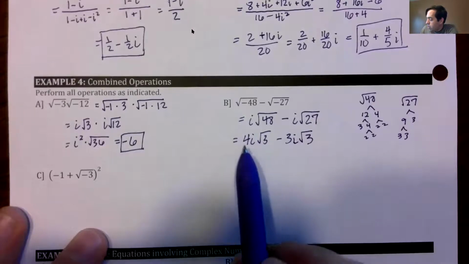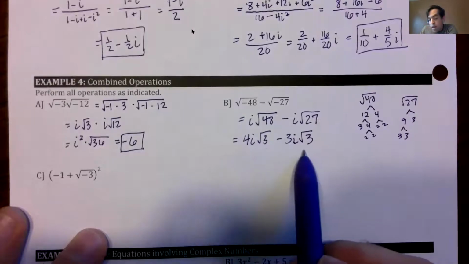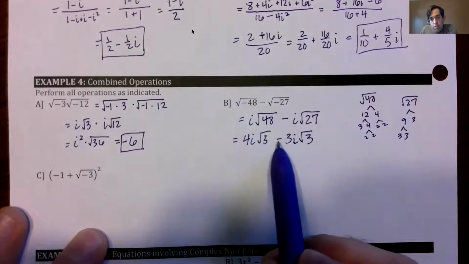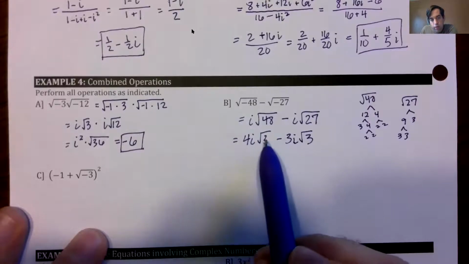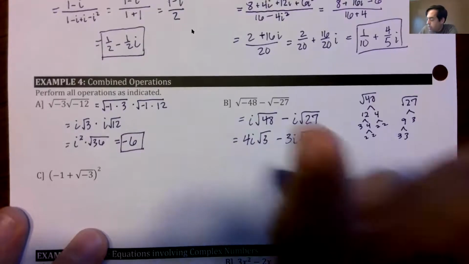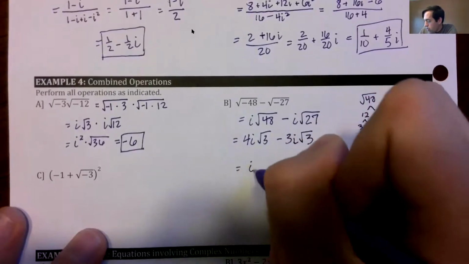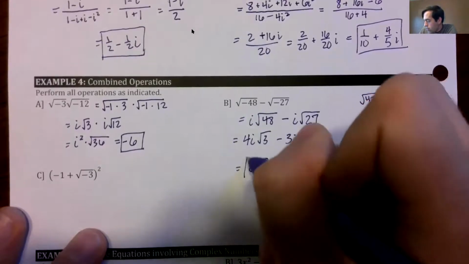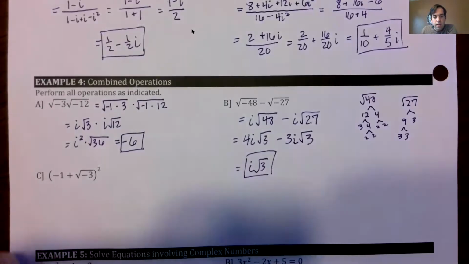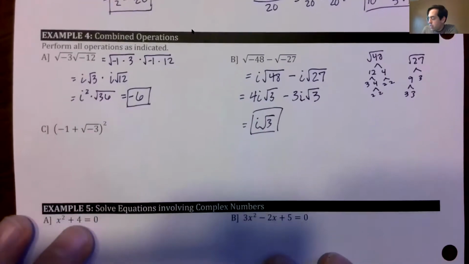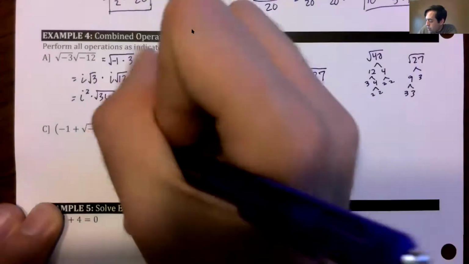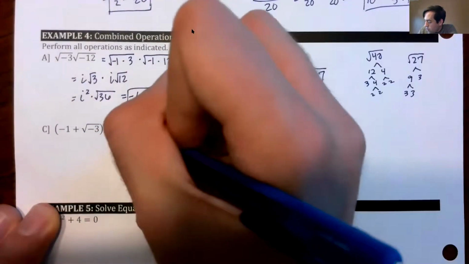And now you can see that these are actually, in a way, like terms that can really be subtracted, right? We have 4i root 3 minus 3i root 3, and that's going to equal 1i root 3, or just i root 3. Okay, let's take a look at letter C. We have a square here, so to make it clear, I'm going to write it out twice.